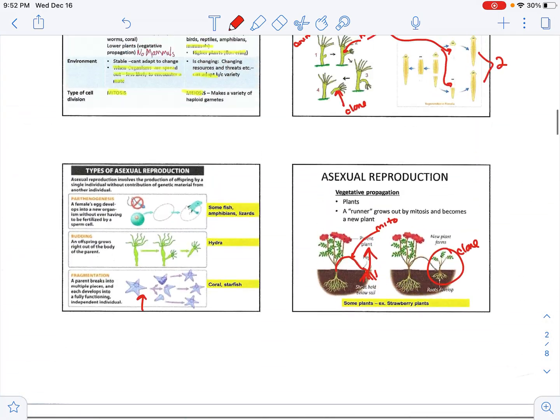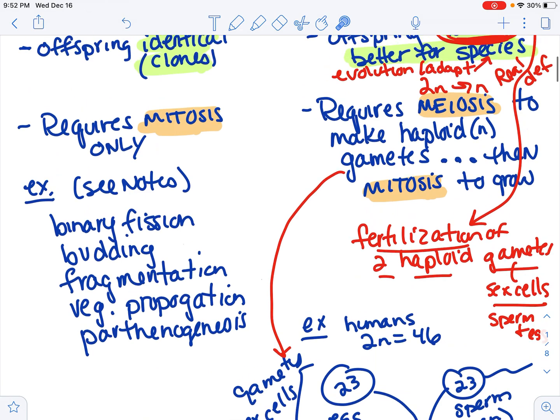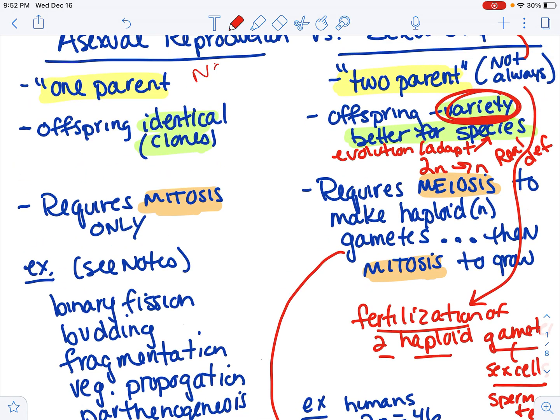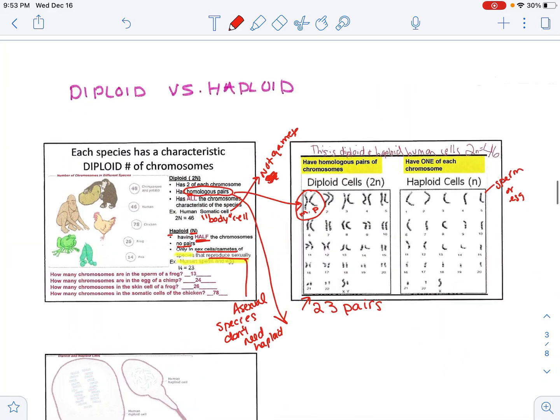And so, if we go back to this picture here, the only reason we need to have cells with half is because the way we reproduce is by combining these two cells. If the eggs had 46 and the sperm had 46, then the zygote would have 92, and so would the embryo, and then every generation the chromosome number would double. That just wouldn't work, all right? So only species that reproduce sexually, where there's a fertilization of two cells, would ever need haploid cells. If we're talking about asexual reproduction, they don't need haploid cells. Okay. All right, so that's diploid, haploid.